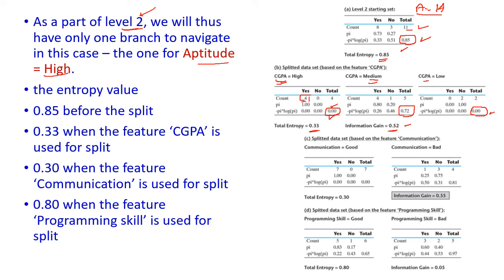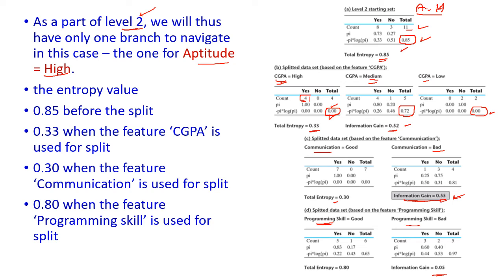Likewise, we need to calculate the entropy for communication equal to good and communication equal to bad. Here the information gain is 0.55, and after that we need to compute the same thing for programming skill good and bad. Then the information gain is 0.05. Among all those, communication will give the highest information gain. So we can take this as our second node.